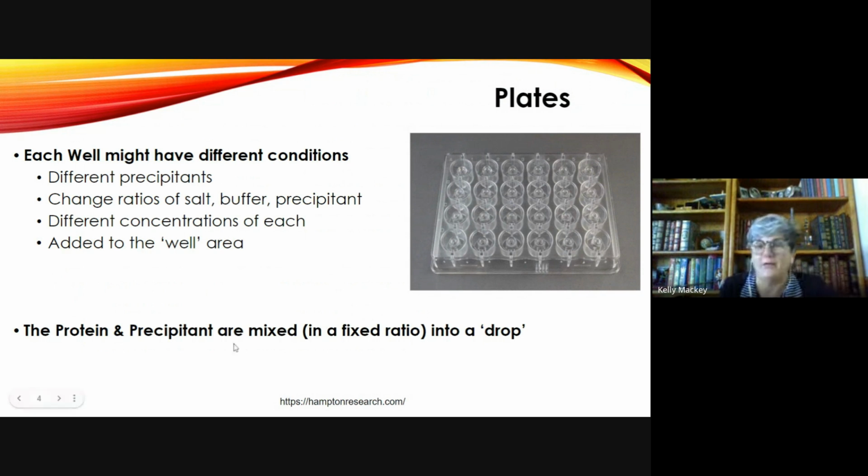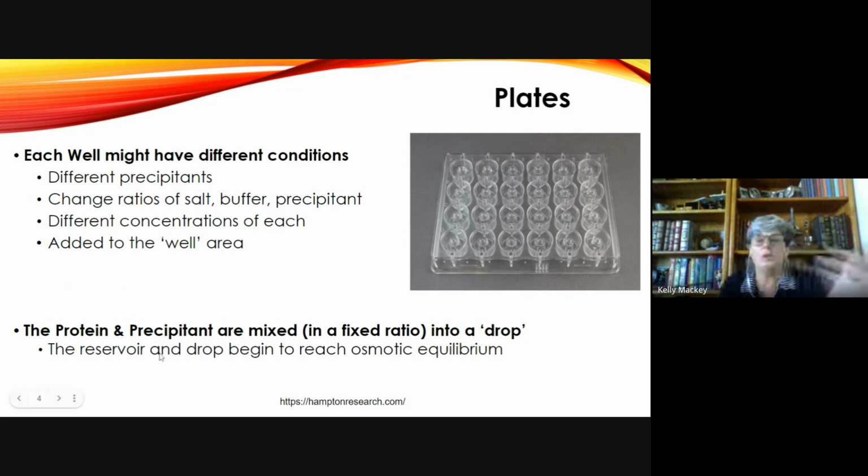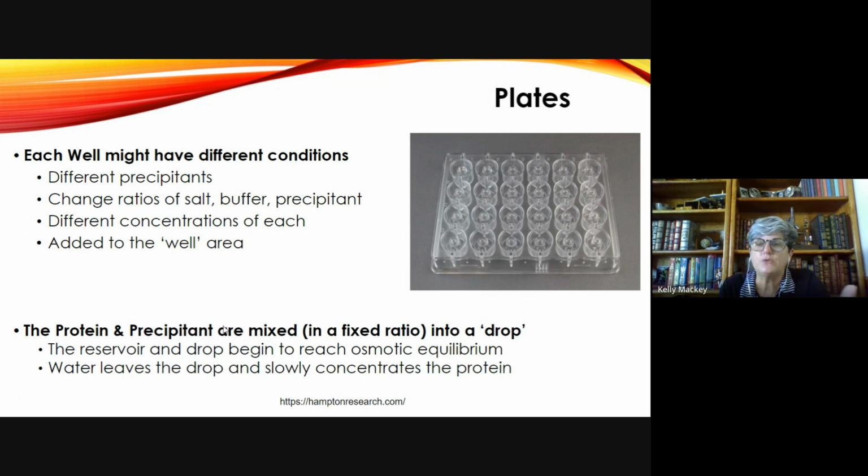The protein and the precipitant, like I said before, are then mixed in a fixed ratio, which can also be changed. So you could do a 2-to-1 precipitant to protein, or a 1-to-2 precipitant to protein, or a 3-to-1, or a 1-to-1. All of these things are possible. And then the reservoir, basically the mother liquor in that reservoir, starts to pull liquid water vapor from that drop as it starts to reach osmotic equilibrium. So close up, here's kind of what it's going to look like as that water leaves. That's what's slowly going to coax that protein into that crystal form.